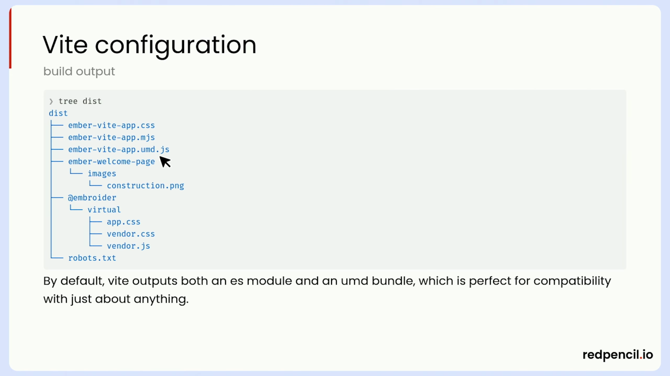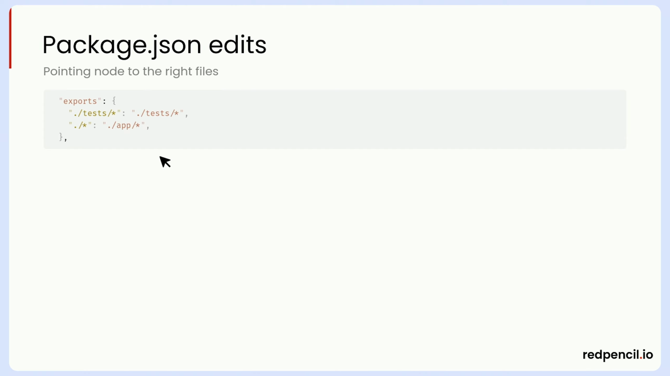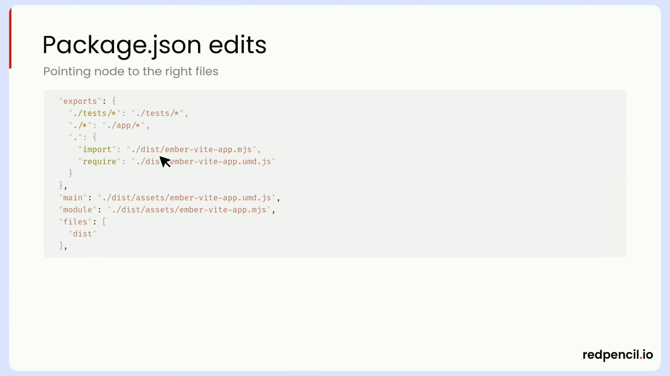Of course, doing this in Vite, you also need to change your package.json because you need to tell your consuming app where to find these files. It's not going to find them by default. And that's all you need to do. So exports alone should be enough. That's the modern way to basically tell bundlers and Node where to find your files.